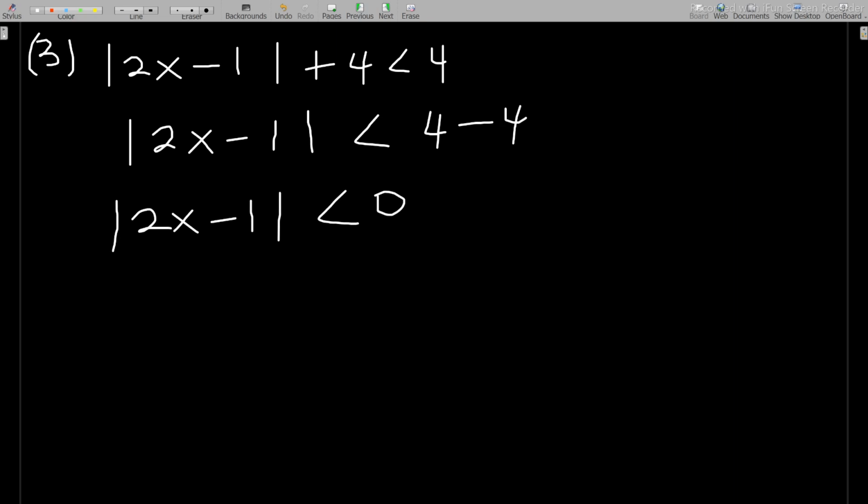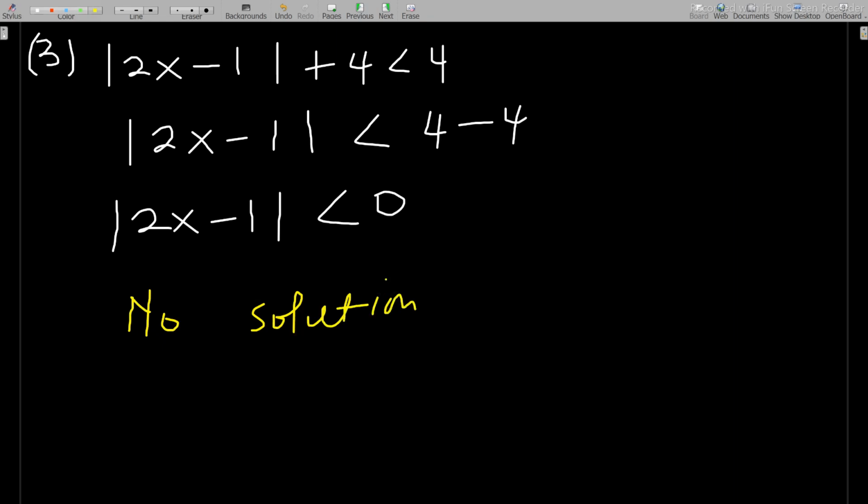Now with this, let's analyze this. Would there be a case where the absolute value of anything will be less than 0? No, because the absolute value of anything is either equal to 0 or a positive number, and it will be equal to 0 only when the expression in the argument is 0. So the solution to this is that it has no solution.